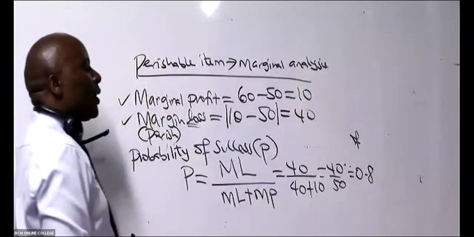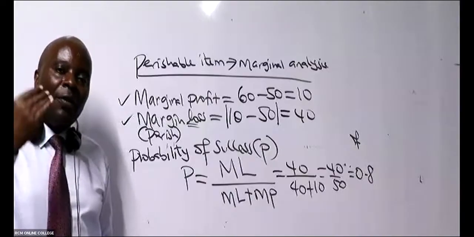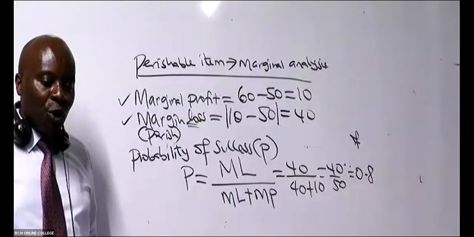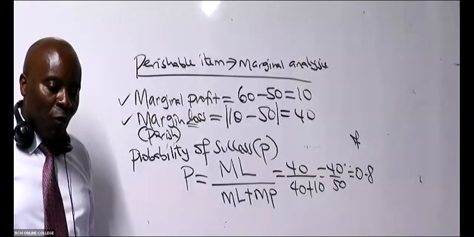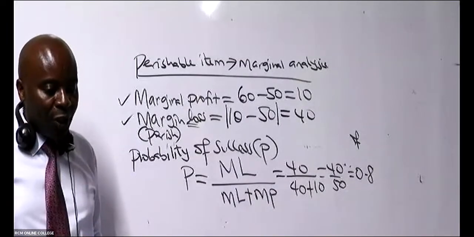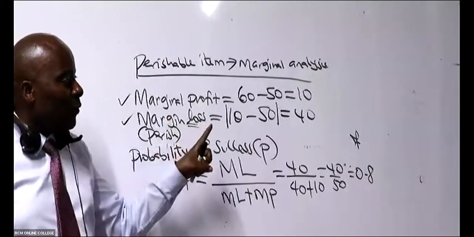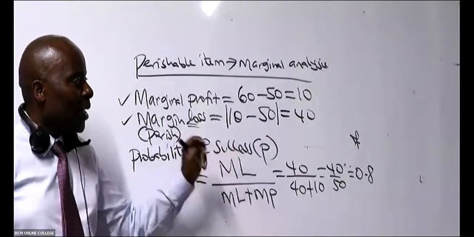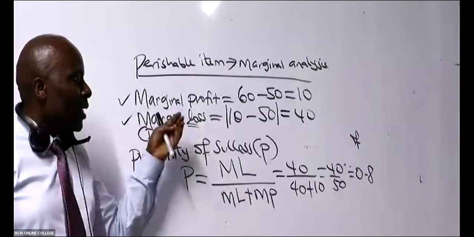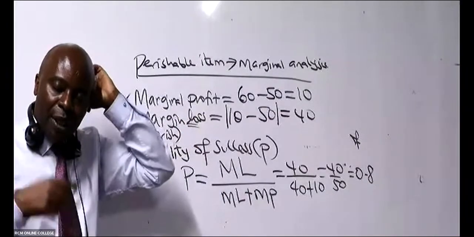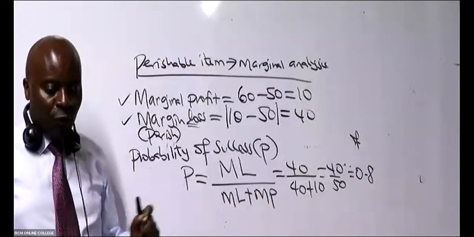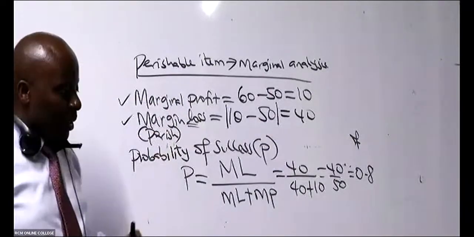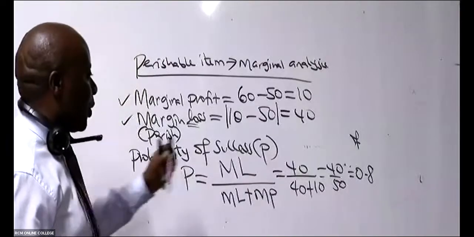So whenever it is a perishable good, under inventory management, we shall always use what we call marginal analysis. Give us marginal profit and you give us marginal loss. So marginal profit is 60 minus 50. We sell it on a sunny day, same day, 10. And if in this case we don't sell it today, we sell it tomorrow, we will lose 40 bob. So then we have been able to get this, and we've been able to get 0.8.